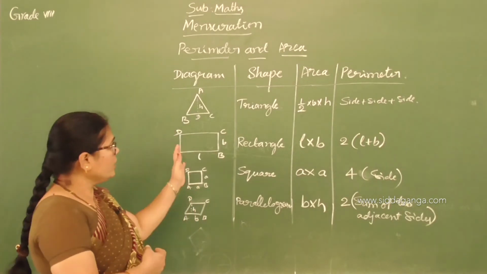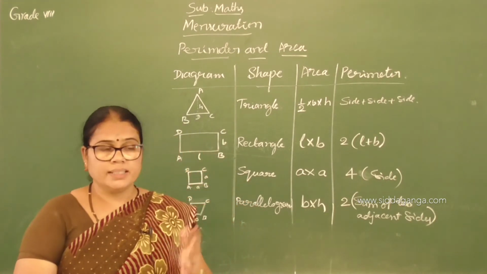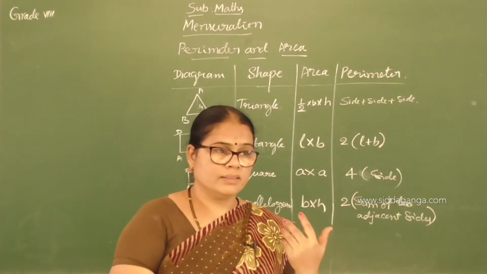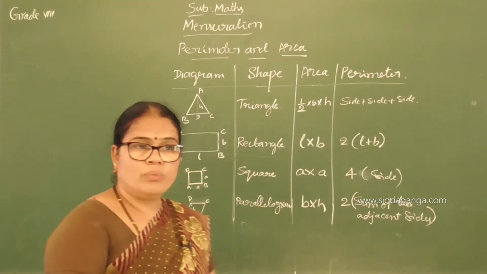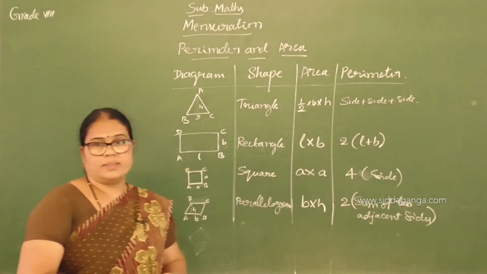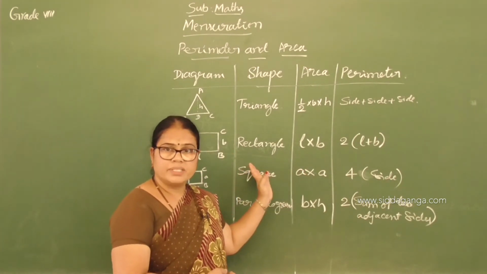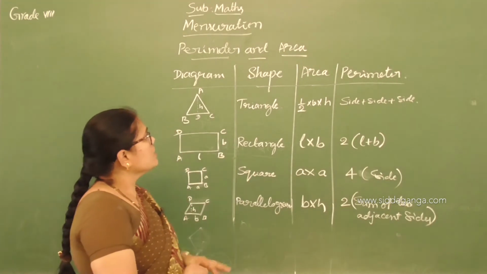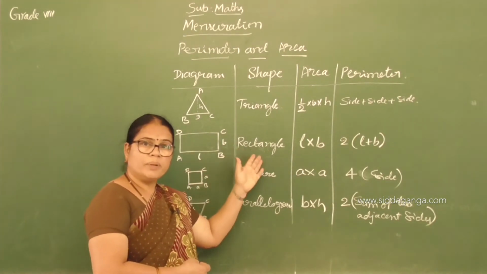figures. We already know what the plane figures and the solid figures are from our previous classes, visualizing solid shapes. Plane figures are 2-dimensional figures, and solid figures are 3-dimensional figures. In this class we will discuss the perimeter and area of the plane figures.